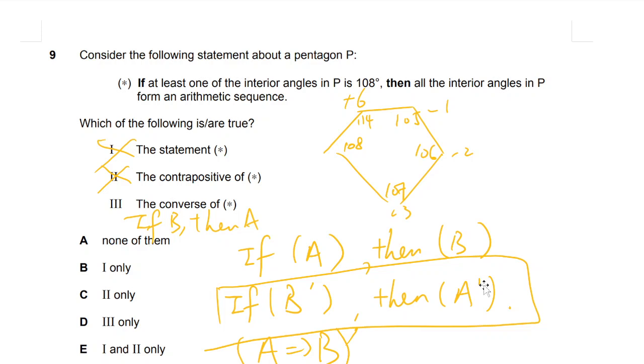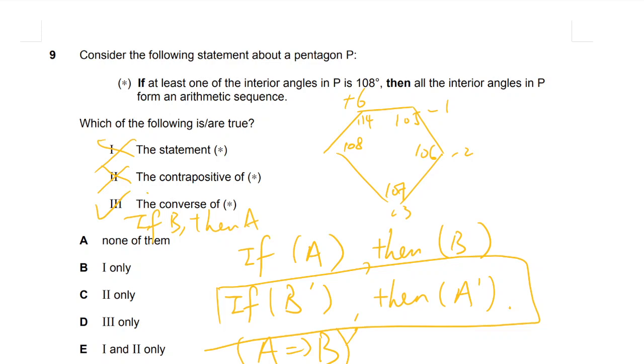Now, if the interior angles form an arithmetic sequence, we know that the mean of all these 5 angles must be 108, right? Because the total is 540. We have 5 angles, so the mean must be 108. And it forms an arithmetic sequence. So the third term in this sequence must be the mean, because the third term is in the middle. So the third term must be 108 because the mean was 108. Therefore, the converse is true.